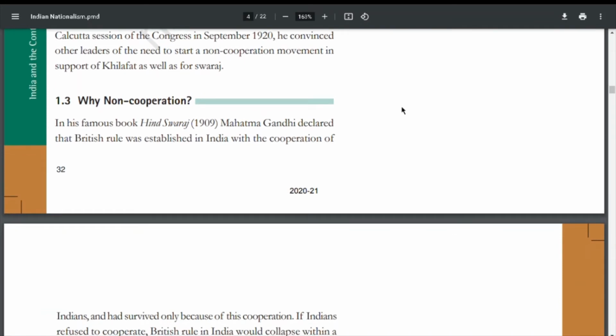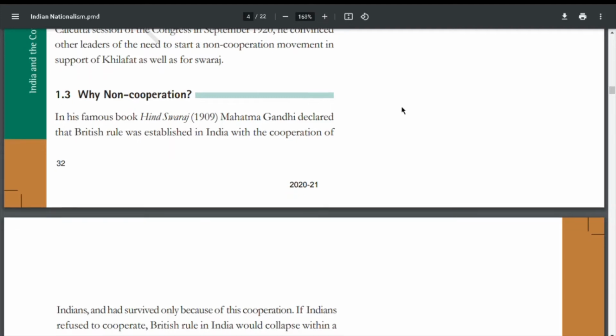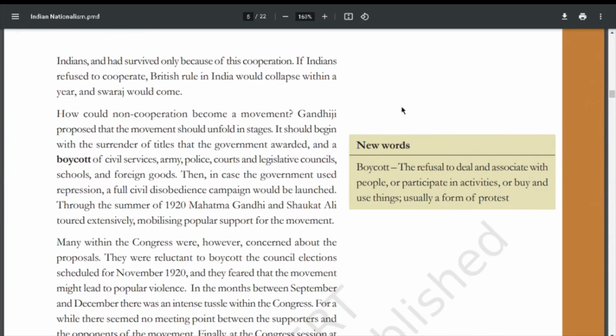1.3 Why non-cooperation? In his famous book Hind Swaraj, 1909, Mahatma Gandhi declared that British rule was established in India with the cooperation of Indians and had survived only because of that cooperation. If Indians refused to cooperate, British rule in India would collapse within a year and Swaraj would come. How could non-cooperation become a movement?